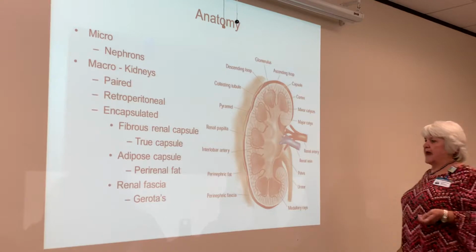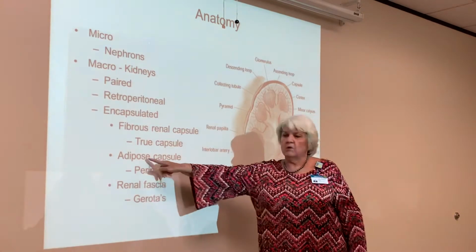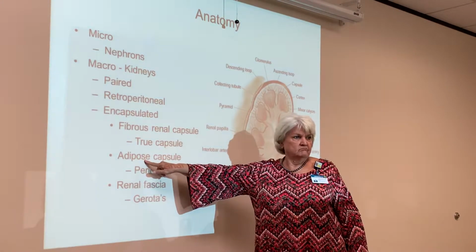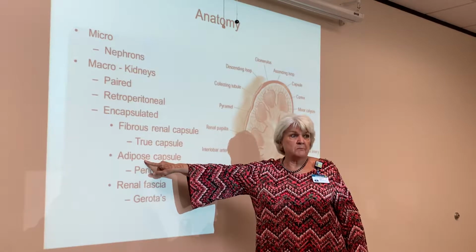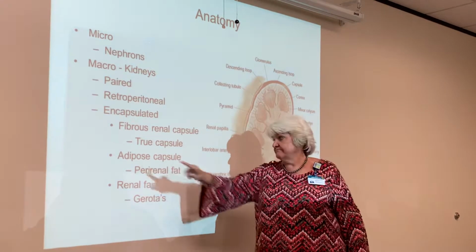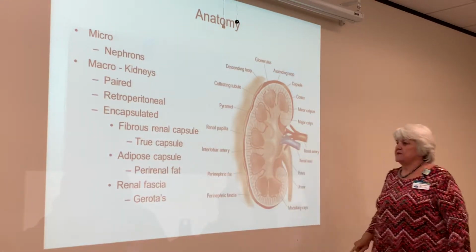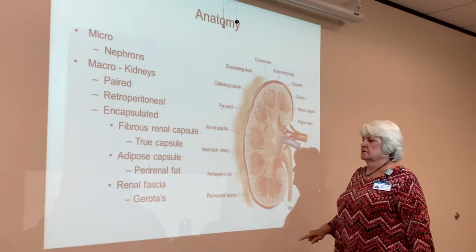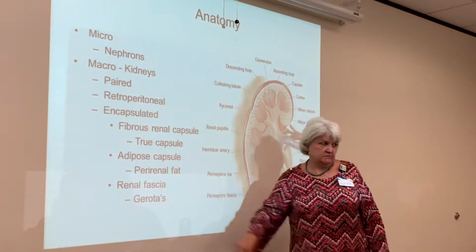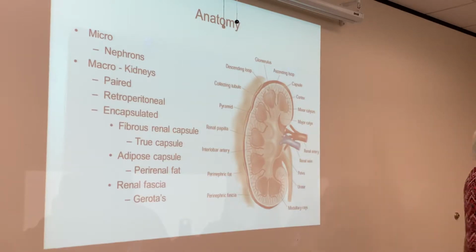So adipose tissue is just what? Just fat. Adipose is just fat. I probably have a lot of fat around my kidneys. Okay? And then you have Gerota's capsule or Gerota's fascia. Those are the three things that protect the kidney.